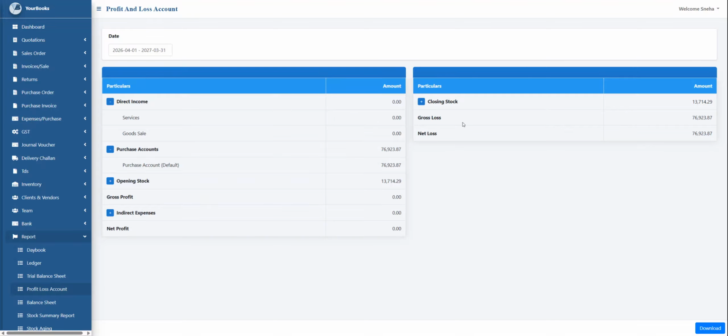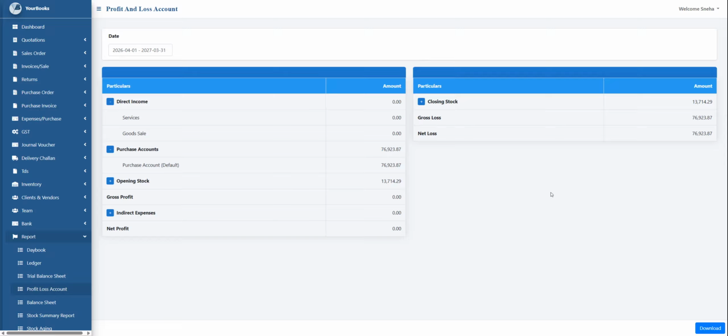Then we have net profit and net loss. Basically, net profit and net loss is calculated after also calculating indirect expense and indirect income. Then at the end, we have a download button on the right side, right bottom, which helps you download the whole report in Excel.